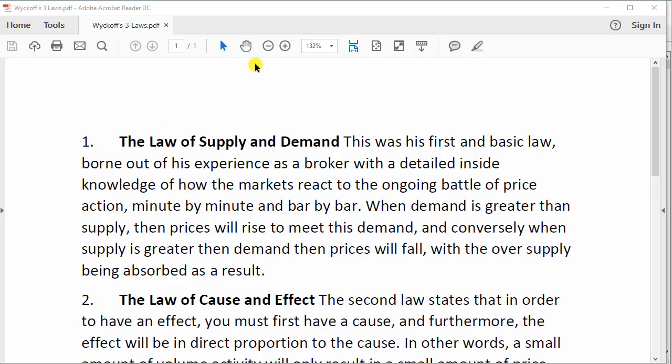So let's take a look at a chart using the screen that I have. Let's look at the law of supply and demand. This shows that when demand is greater than supply, then prices will rise to meet this demand, and conversely, when supply is greater than demand, then prices will fall.